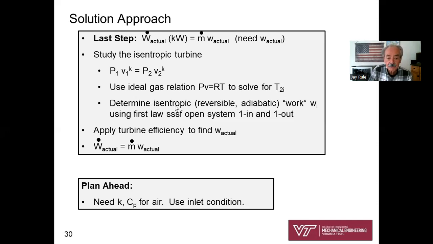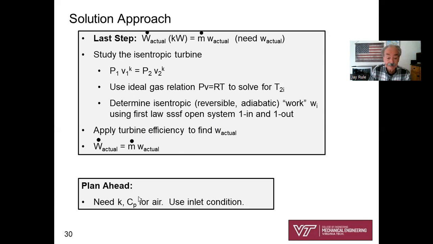Then we will determine the isentropic work using the first law, just like we did before, except we're going to get H2 minus H1 differently, easier. We're not going to have to do any interpolation on this approach. We'll apply turbine efficiency to find W actual, and then finally get the output power. And then we're also going to have to go back and determine T2 actual from the first law.